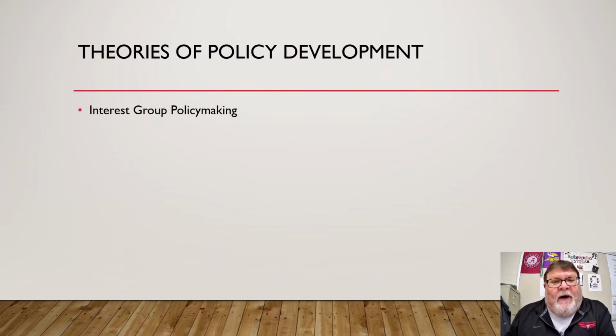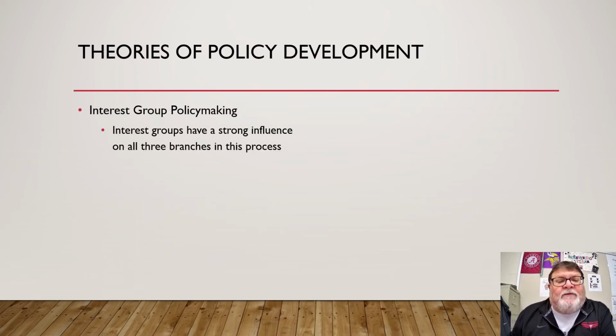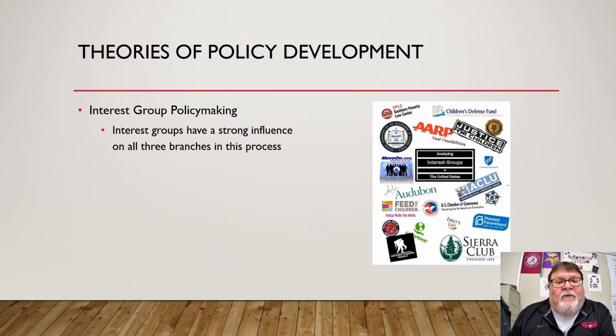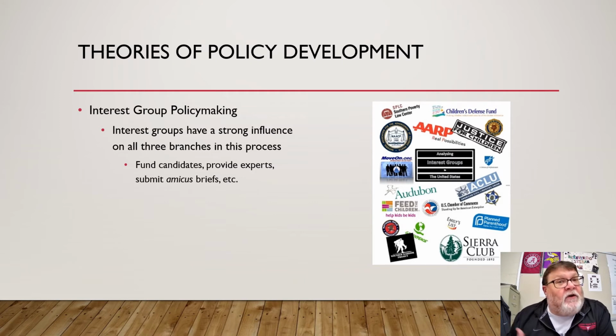Okay, the other one is interest group policymaking, and we haven't talked a lot about interest groups. We talked a little bit about them, and remember, interest groups are going to have a strong influence on all three branches in the process, and we'll talk about one influence in each branch here. You've got a bunch of them there on that little poster, representative of the thousands and thousands that are out there. Of course, they fund candidates, right? They provide experts, and for the judicial side, they submit those amicus briefs, friends of the court, if you recall from Unit 2, where they do that as well.